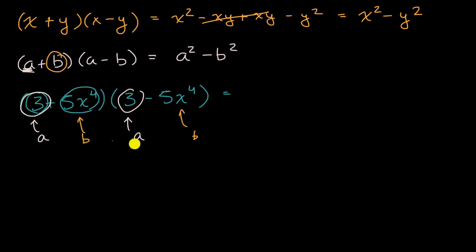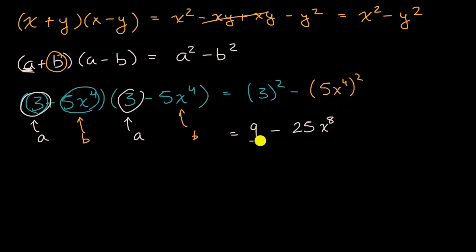So this is going to be equal to a squared minus b squared, but our a is 3, so it's going to be equal to 3 squared minus, and then our b is 5x to the fourth, so (5x to the fourth) squared. Now what does all of this simplify to? Well, 3 squared is 9, and then minus (5x to the fourth) squared. Let's see, 5 squared is 25, and then x to the fourth squared, well, that is just going to be x to the fourth times x to the fourth, which is just x to the eighth. Another way to think about it is exponent properties. This is the same thing as 5 squared times x to the fourth squared. If I raise something to an exponent and then raise that to another exponent, I multiply the exponents. And there you have it.